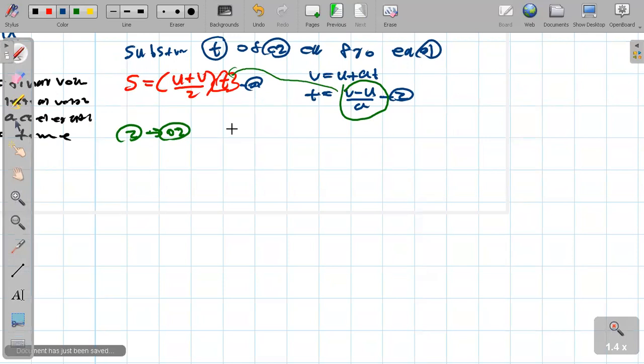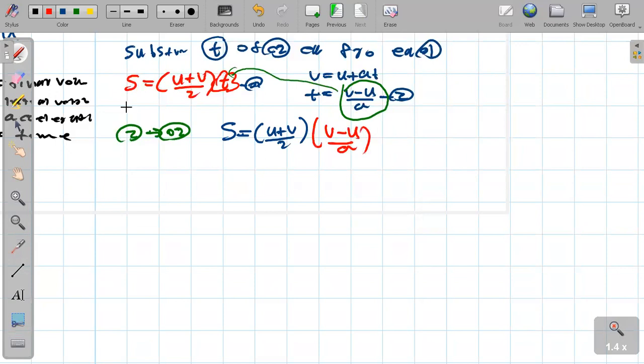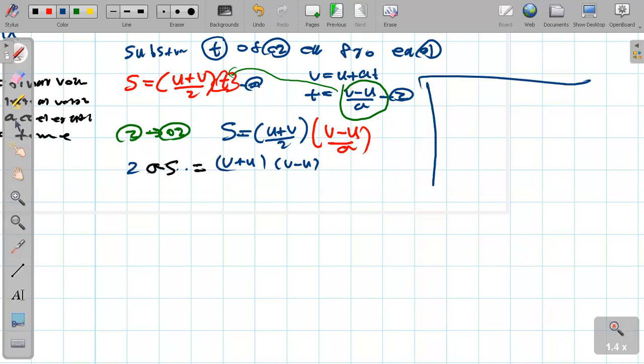S equals U plus V over 2 times V minus U over A. Okay, guys. Now what can I do? I can cross multiply and get this one. 2AS equals V plus U times V minus U. So can you remember the very simple algebraic expression you have learned in your O-level? X square minus Y square. Difference between two square numbers, you can write it in the factorization method as X plus Y times X minus Y. Can you remember this one?